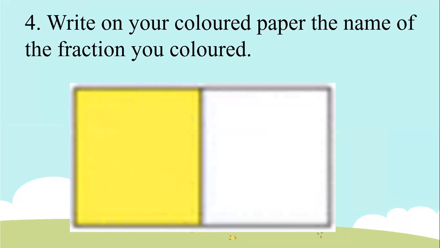4. Write on your colored paper the name of the fraction you colored. So you are going to write 1 over 2, which is a half, on the yellow part. And then on the part that is not colored, you are going to write a half. So we have half yellow and half plain.